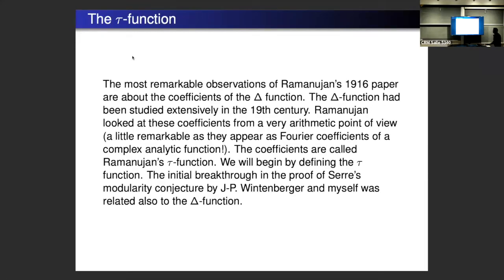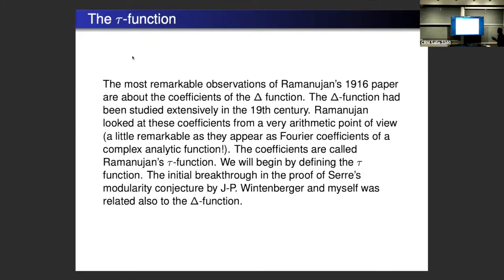This paper of Ramanujan is about something which is now called the Ramanujan tau function. These are Fourier coefficients of a particular modular form, a cusp form of weight 12 and level 1. This is a complex analytic function, and perhaps Ramanujan was the first person to look at the Fourier coefficients of these and make observations about their arithmetic nature. They are Fourier coefficients of a complex analytic function, but somehow they have great number theoretic significance.